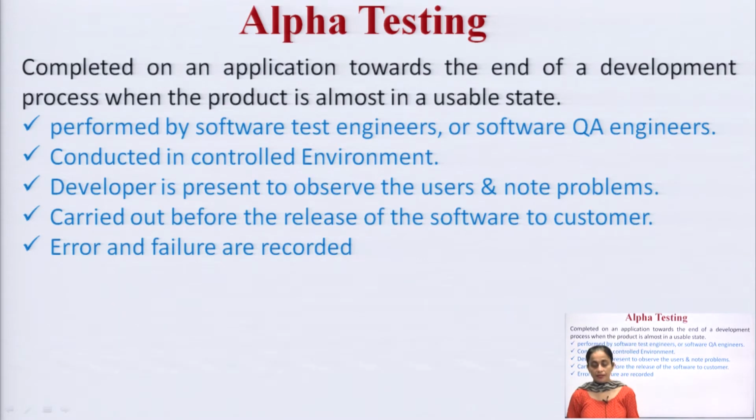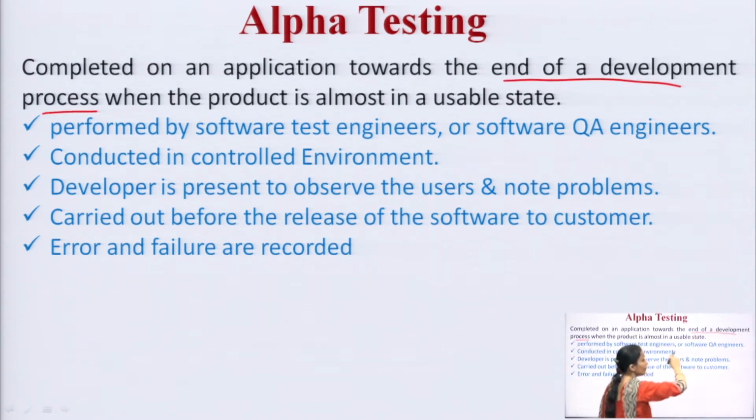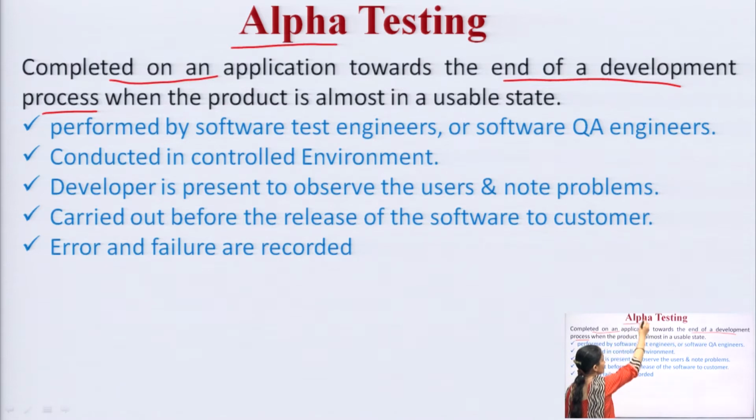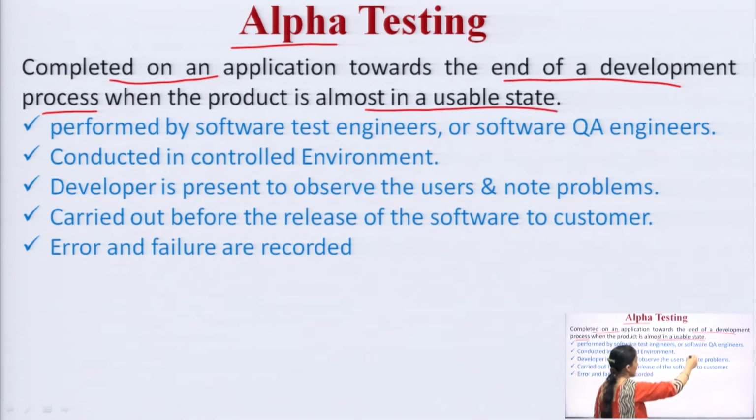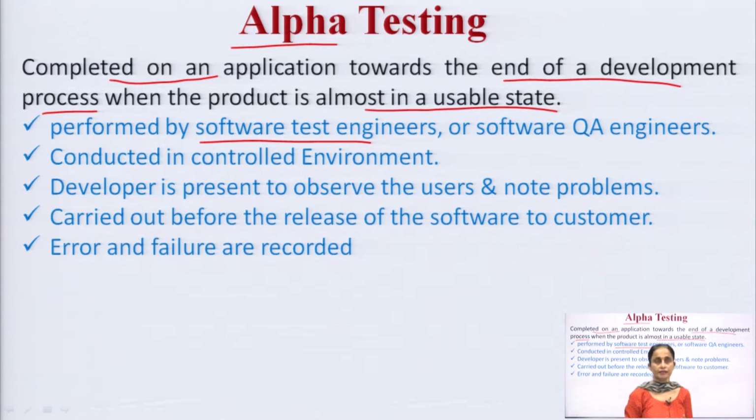Alpha testing is performed on an application towards the end of the development process. When we have developed almost every part of our application and are moving towards the end phase of development, then this testing starts. That means the product is almost in a usable state, we can use it. In that case, the different test engineers and QA engineers will test the product.